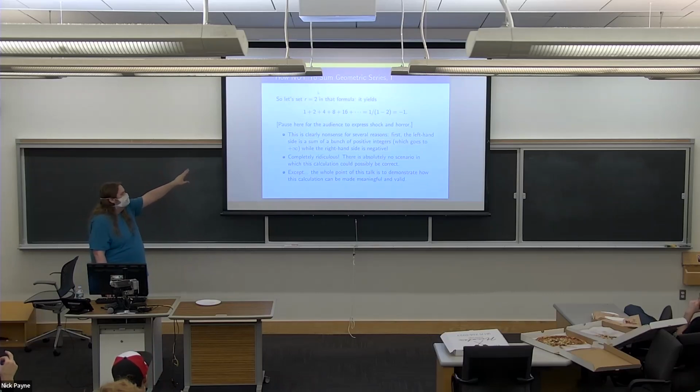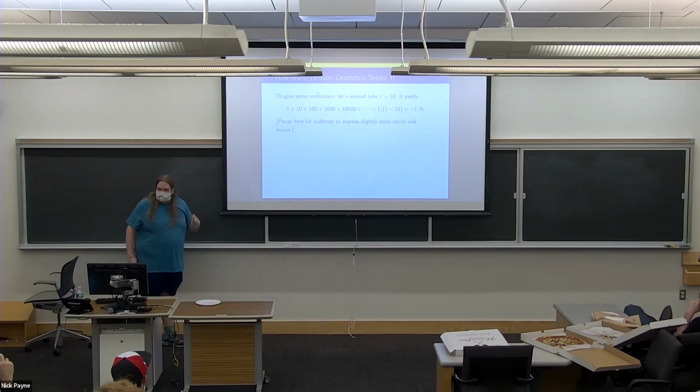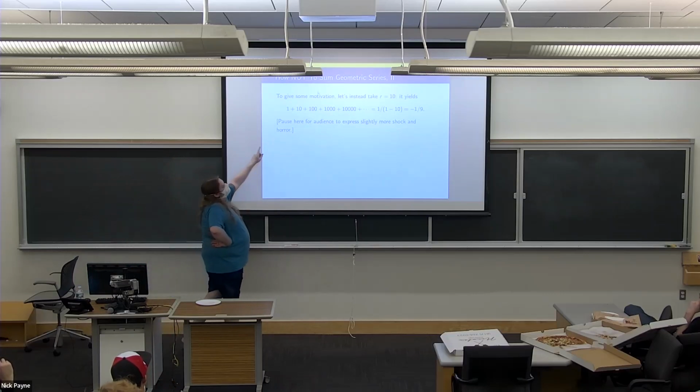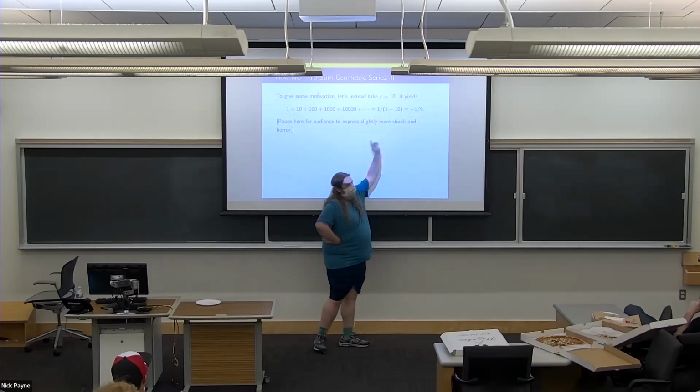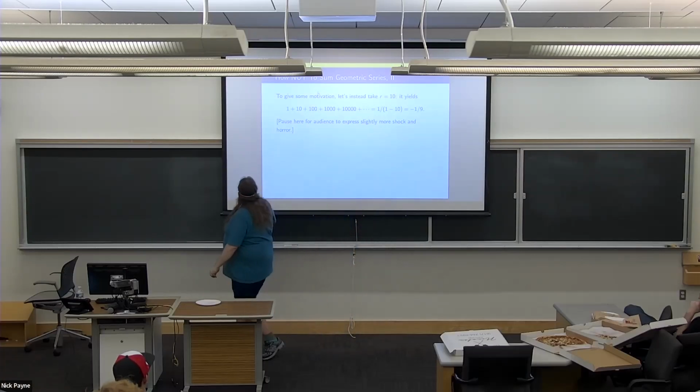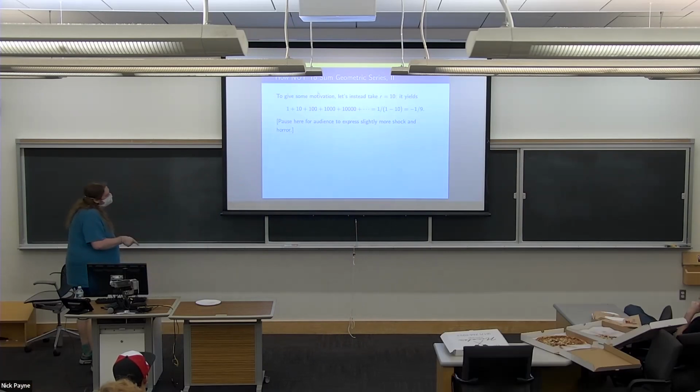So let me instead do r equals 10 and make this even more disgustingly weird. So now if I said r equals 10, I get 1 plus 10 plus 100 plus 1,000 plus 10,000 is 1 over 1 minus 10, which is negative 1/9. Okay, so now you're supposed to express even slightly more shock and horror. So on the left, we have a number with infinite ones. Yes. On the right, we have negative 1/9. Yes. So why do I say slightly more? What's even worse about this one than the one I had on the last slide?